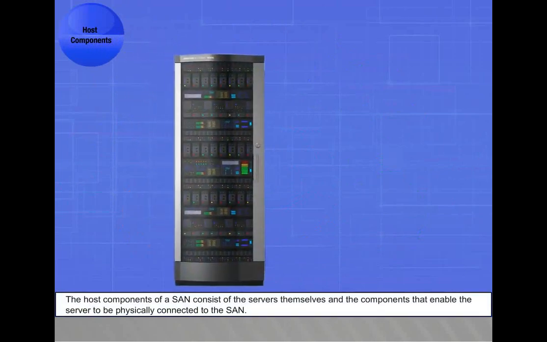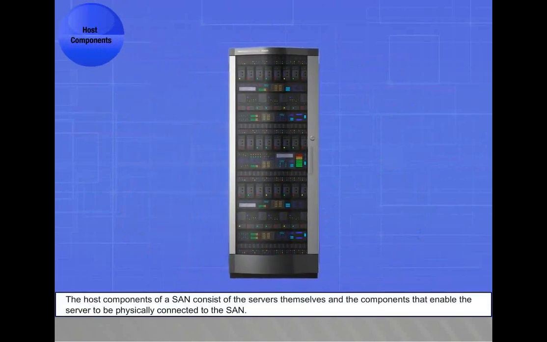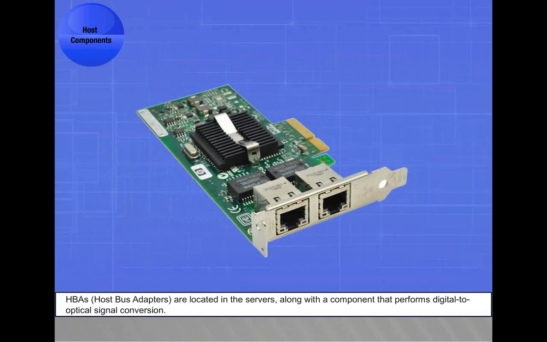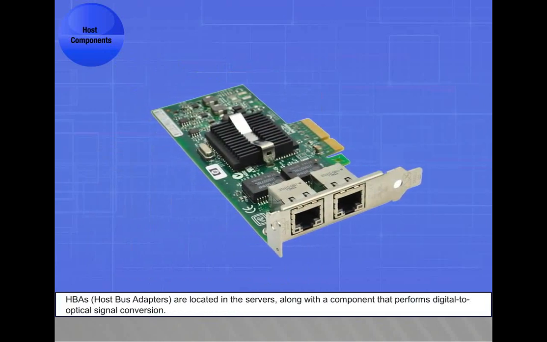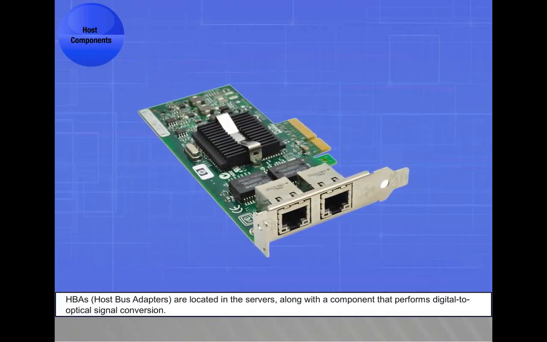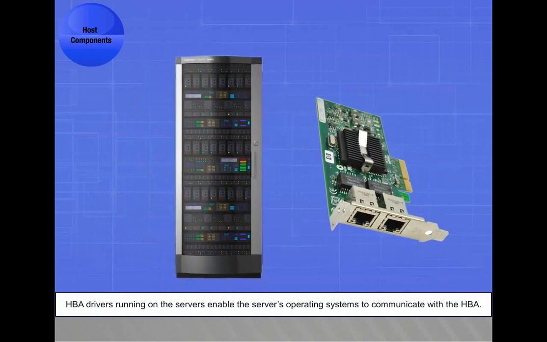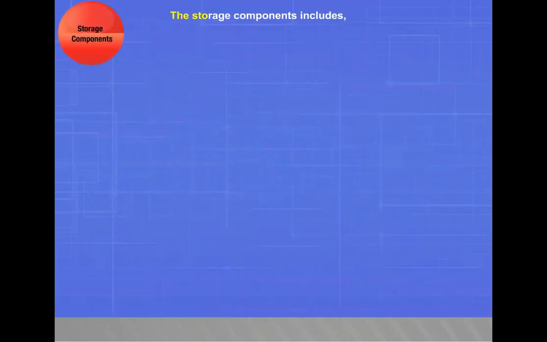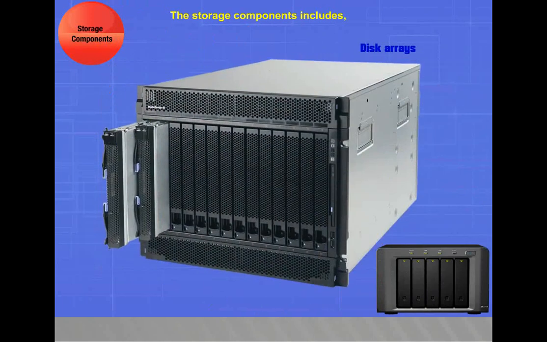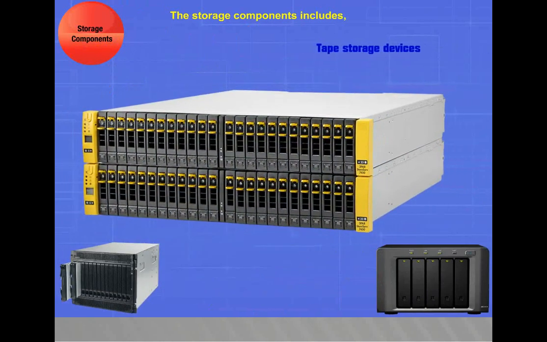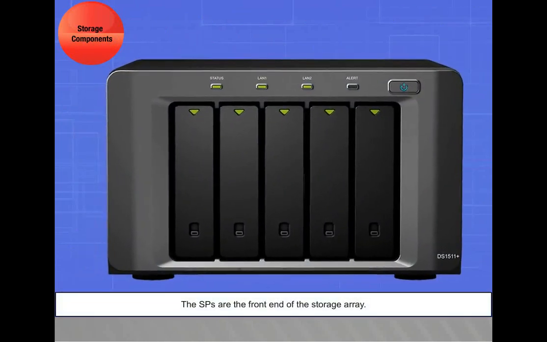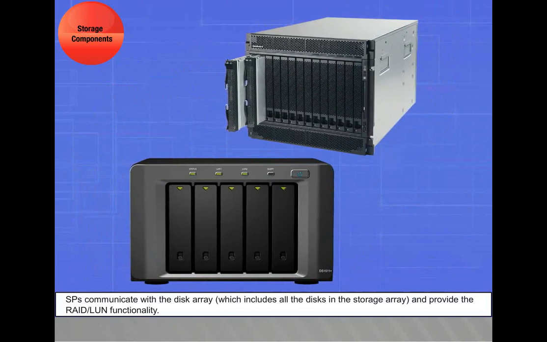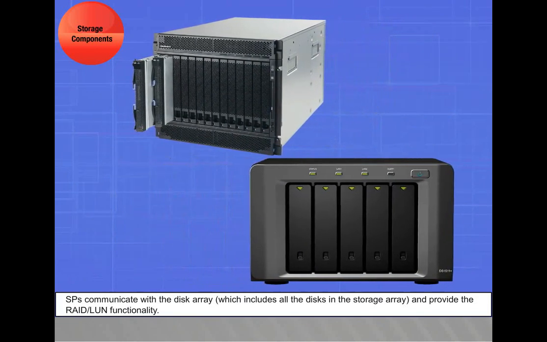Host component. The host components of a SAN consist of the servers themselves and the components that enable the server to be physically connected to the SAN. HBAs, host bus adapters, are located in the servers along with the component that performs digital to optical signal conversion. HBA drivers running on the servers enable the server's operating system to communicate with the HBA. Storage components. The storage components include storage processors, disk arrays, and tape storage devices. The SPs are the front end of the storage array. SPs communicate with the disk array, which includes all the disks in the storage array, and provide the RAID or LUN functionality.